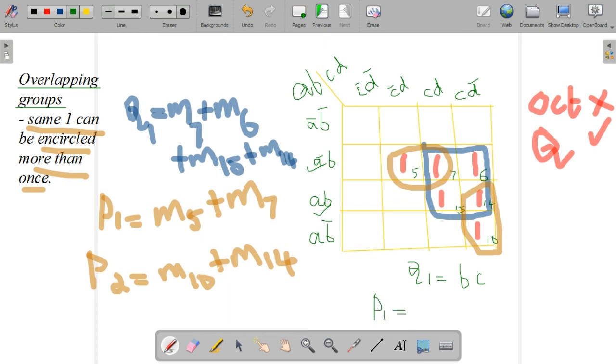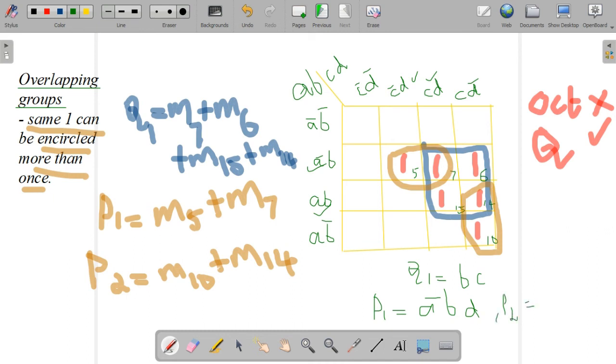Then what is the pair 1? P1 equal to what is the value here? M5 plus M7. So you will write A dash B and these two rows, is it? These two columns. So how we have to write A dash B? Then remaining D is not changing, so we will get D. A dash B D is the pair 1.